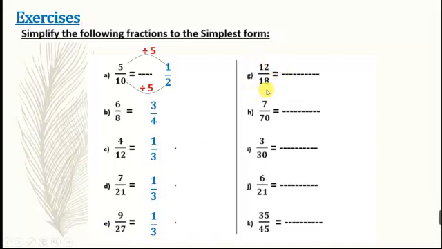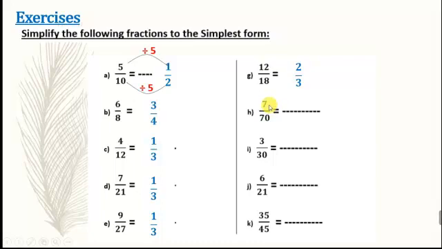Now 12 and 18. 12 and 18 in table what? We can use table 6, we can use table 3, we can use table 2. All of them are right. Okay, I will use table 6 here, so I can make only one step. 12 divided by 6 equals 2 and 18 divided by 6 equals 3. So we got 2/3.